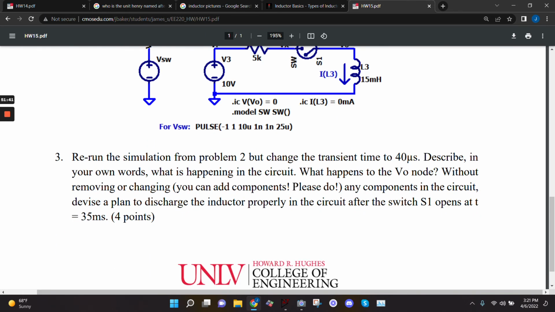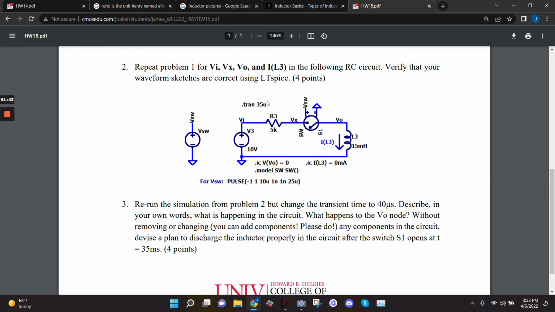Then I tell you to rerun the simulation for this. Notice that the transient simulation is 35 microseconds here. I tell you to rerun the simulation, but change the transient time to 40 microseconds, and I ask you to describe what happens. Something crazy is going to happen, and it's up to you to determine what that is and why it happens. If you have questions, obviously ask me. Not right now. I want you to think about it.